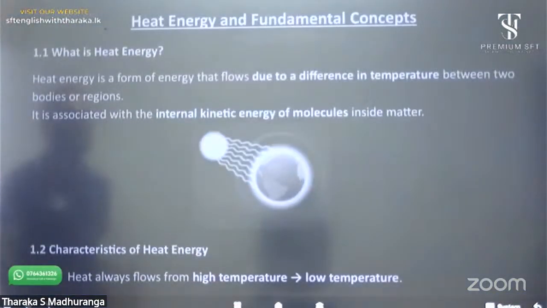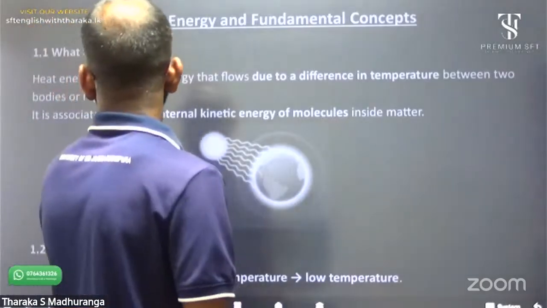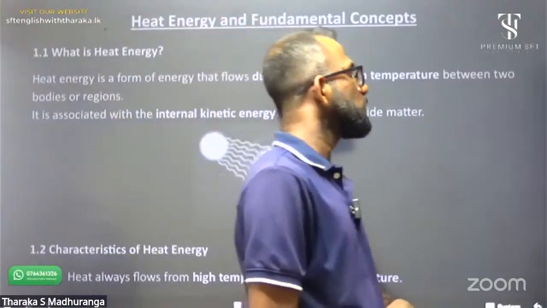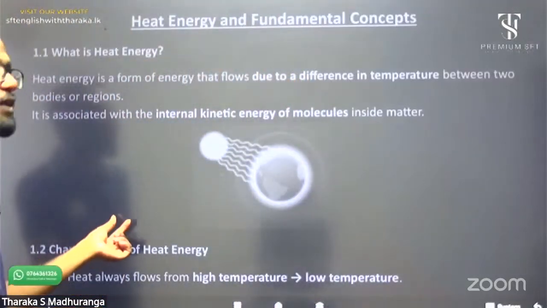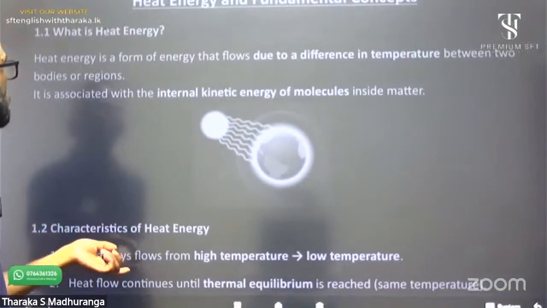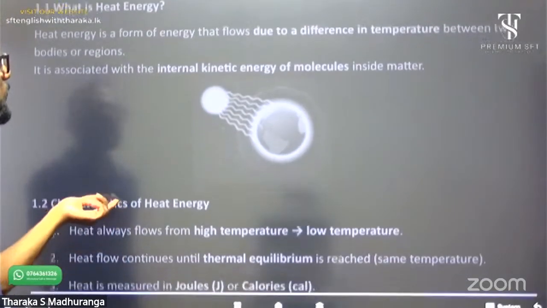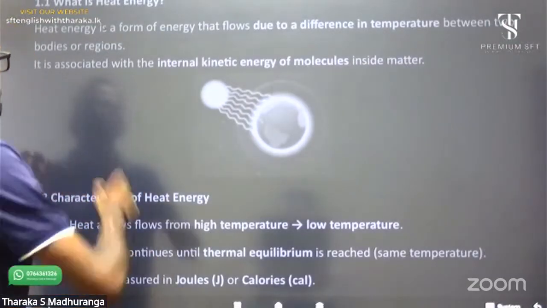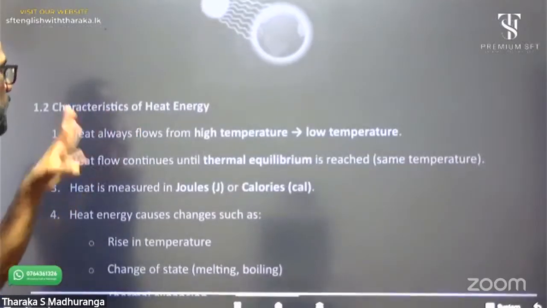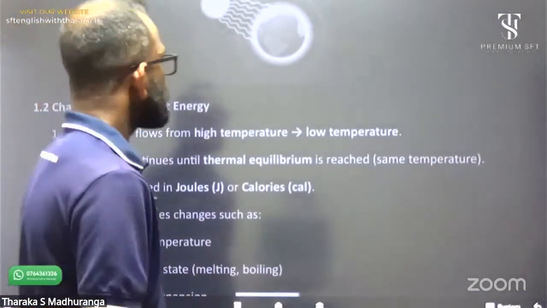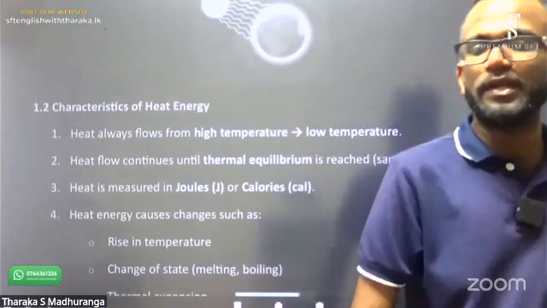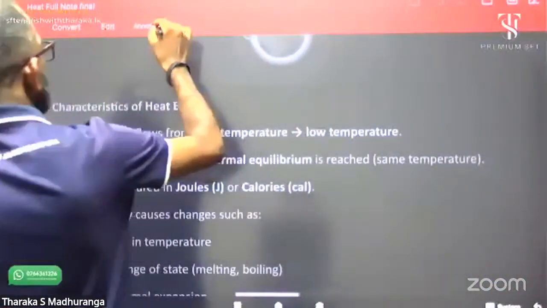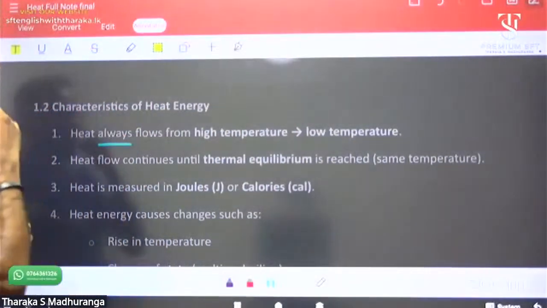Heat is a form of energy that flows due to a difference in temperature between two bodies or regions. That's the first point. It is associated with the internal kinetic energy of molecules inside matter. I will explain that later. Now, come to the characteristics of heat energy. Heat always flows from high temperature to low temperature. Always.